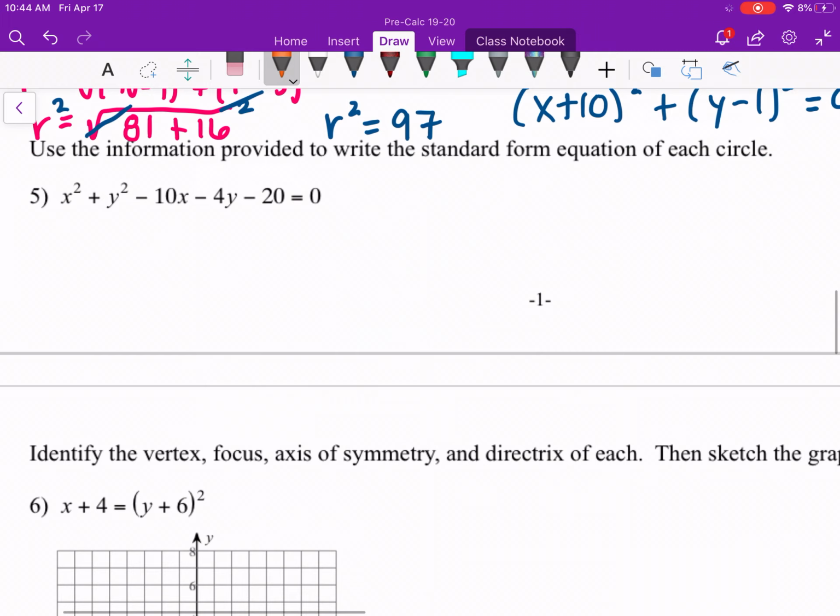So the first thing that we're going to do is group our terms, and we're going to get rid of anything that doesn't have an x or a y term. So for that, it's going to look like x squared minus 10x. And then I'll put the y's together, y squared minus 4y. And then I'm adding 20 to both sides to make that go away. So I've got a positive 20 just hanging out over here.